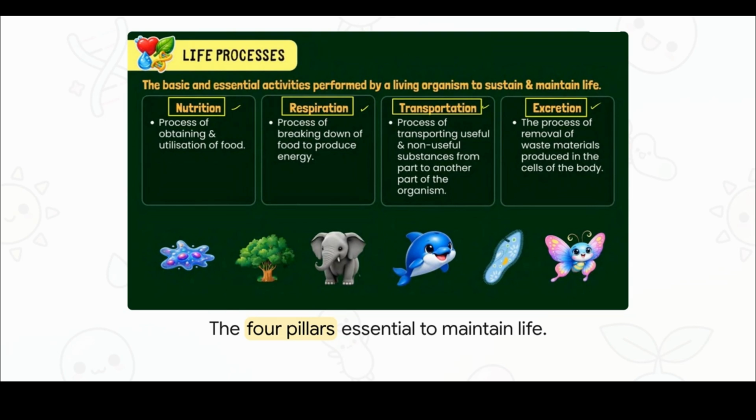Third, we have transportation. That's all about moving those useful and non-useful substances from one part of the organism to another. And fourth is excretion, the absolutely vital process of removing the harmful waste products that get generated during all these chemical reactions. Without any one of these 4 pillars, the whole system just collapses.